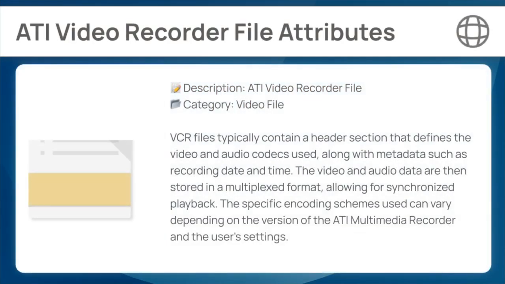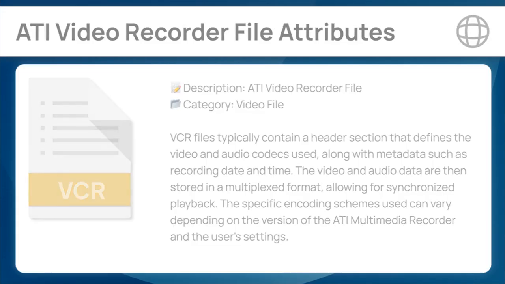VCR files typically contain a header section that defines the video and audio codecs used, along with metadata such as recording date and time. The video and audio data are then stored in a multiplexed format, allowing for synchronized playback. The specific encoding schemes used can vary depending on the version of the ATI Multimedia Recorder and the user's settings.